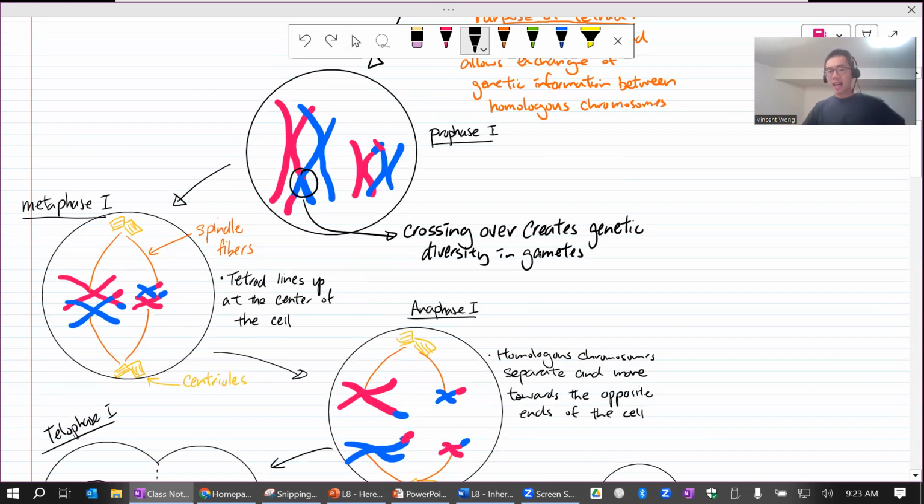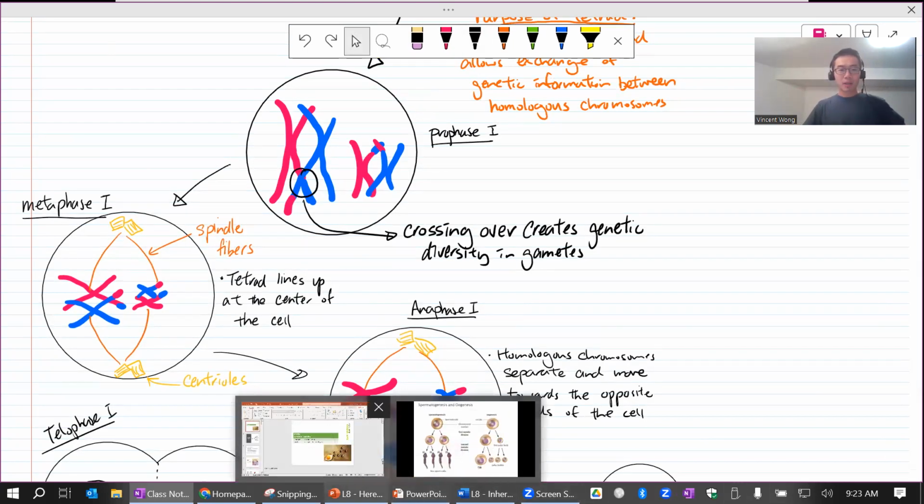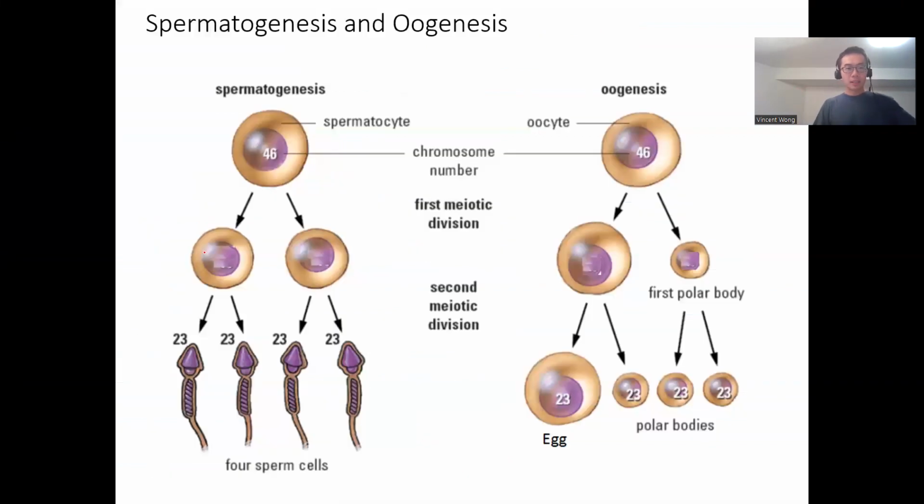So if we started with 46, after meiosis 1, it is just going to be 23. Okay? This is 2N, this is N, this is N. Are we okay? All right, so then this is meiosis 1, meiosis 2, and then you end up, if you're a guy, having 4 sperms. Okay, fantastic. Over here, we have oogenesis.